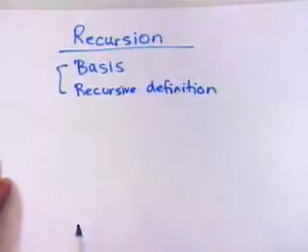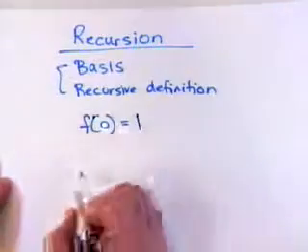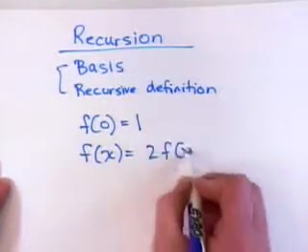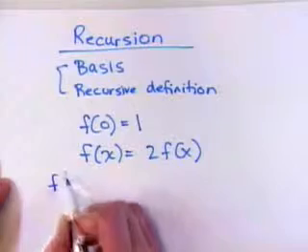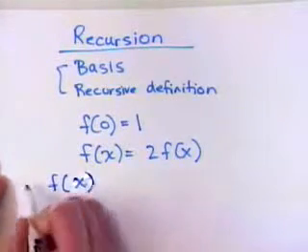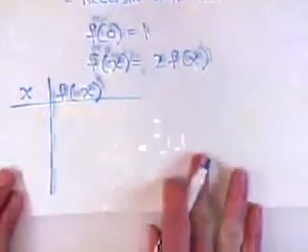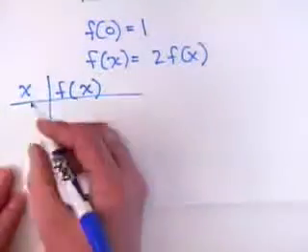So let's start out with some examples. Here's an example. There's my basis, f of 0 equals 1, and f of x equals 2f of x. So when you want to understand how a recursion works, it's really good to make a table of what the values are for that recursion. If we want to figure out what this function does, we might make a table of x values and f of x and find out what those values are so we can get a feel for what the values are going to turn out to be.